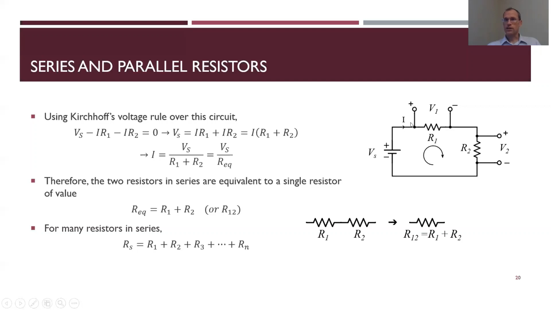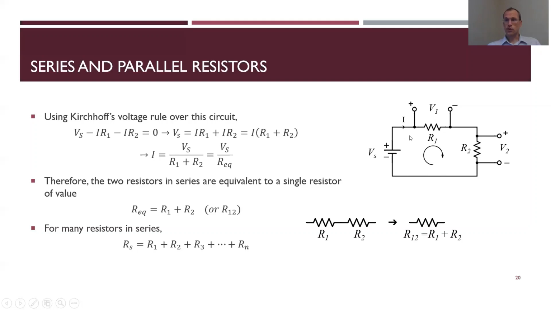So V1 is this current times R1, V2 is the same current times R2. The same current has to go through both of them because, again, the junction rule: whatever goes through here at this junction has to come out here. And so I have the same current in both locations.